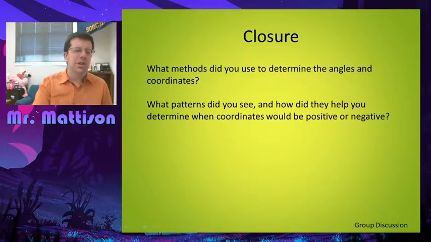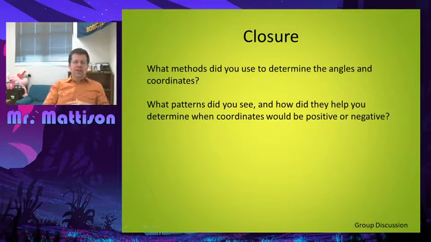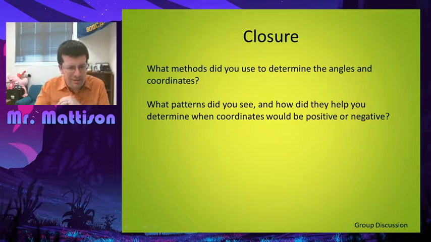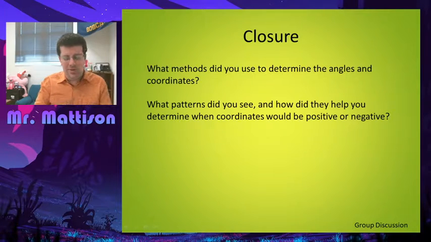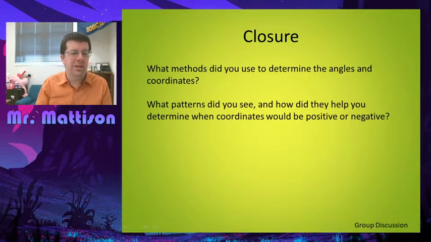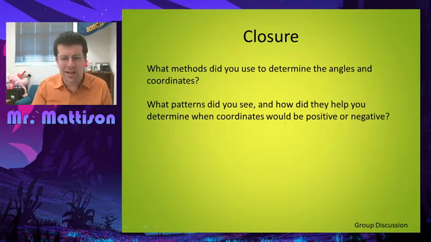Okay, so to close off here, just real quick, think about what method you use to determine the angles and the coordinates. How do you figure out those with those triangles and the circle? Just try and rethink about how those all relate. That's the big crux that I want you guys to get today.